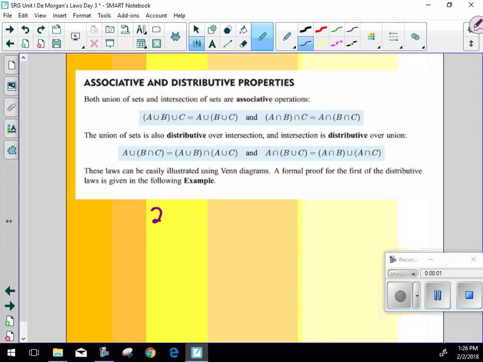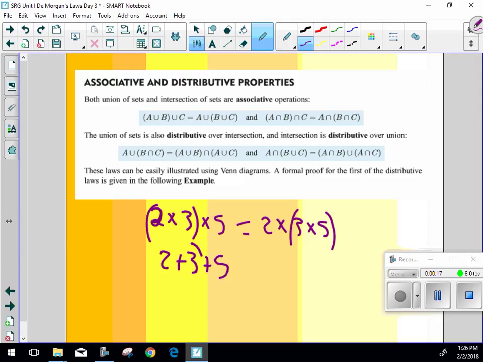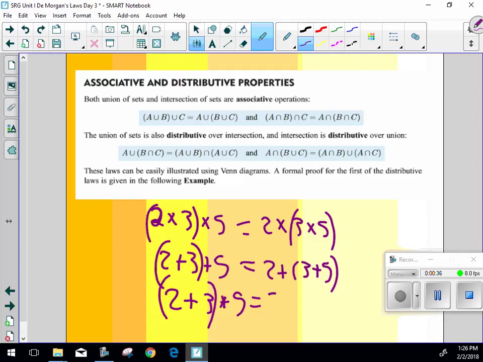So if I went 2 times 3 times 5, is that equal to 2 times 3 times 5? Is 6 times 5 equal to 2 times 15? Yeah, looks good. Is 2 plus 3 plus 5 equal to 2 plus 3 plus 5? Yeah, that's going to be 5 plus 5 is 10. 2 plus 8 is 10. Looking good. Is 2 plus 3 times 5 equal to 2 plus 3 times 5?